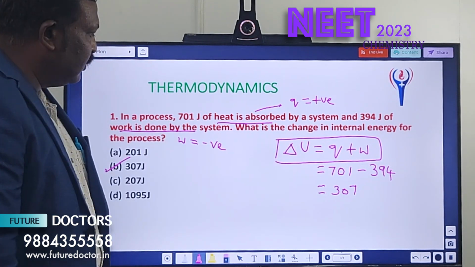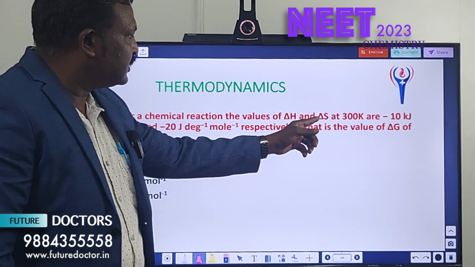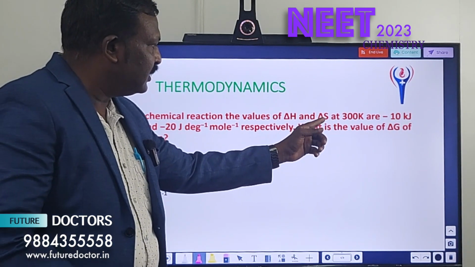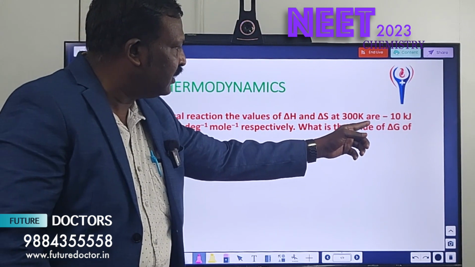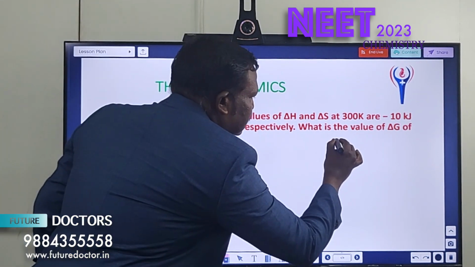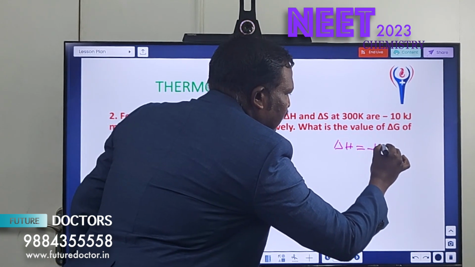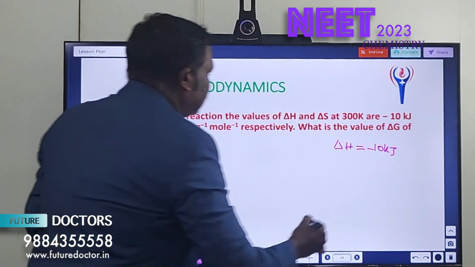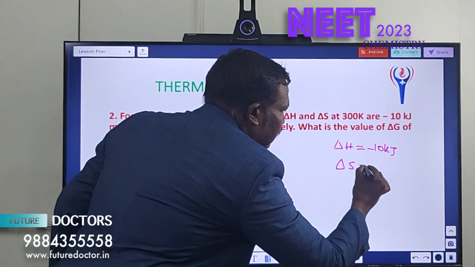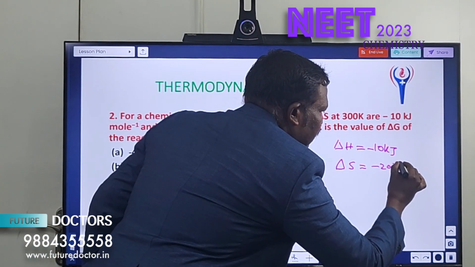Now let us see the second question. For a chemical reaction, the values of del H and del S are given. Del H means enthalpy change. Del S is called entropy change. At 300 Kelvin, the values are given. Del H is given as minus 10 kilojoule. Del S is also given, del S is minus 20 joule. Understood?